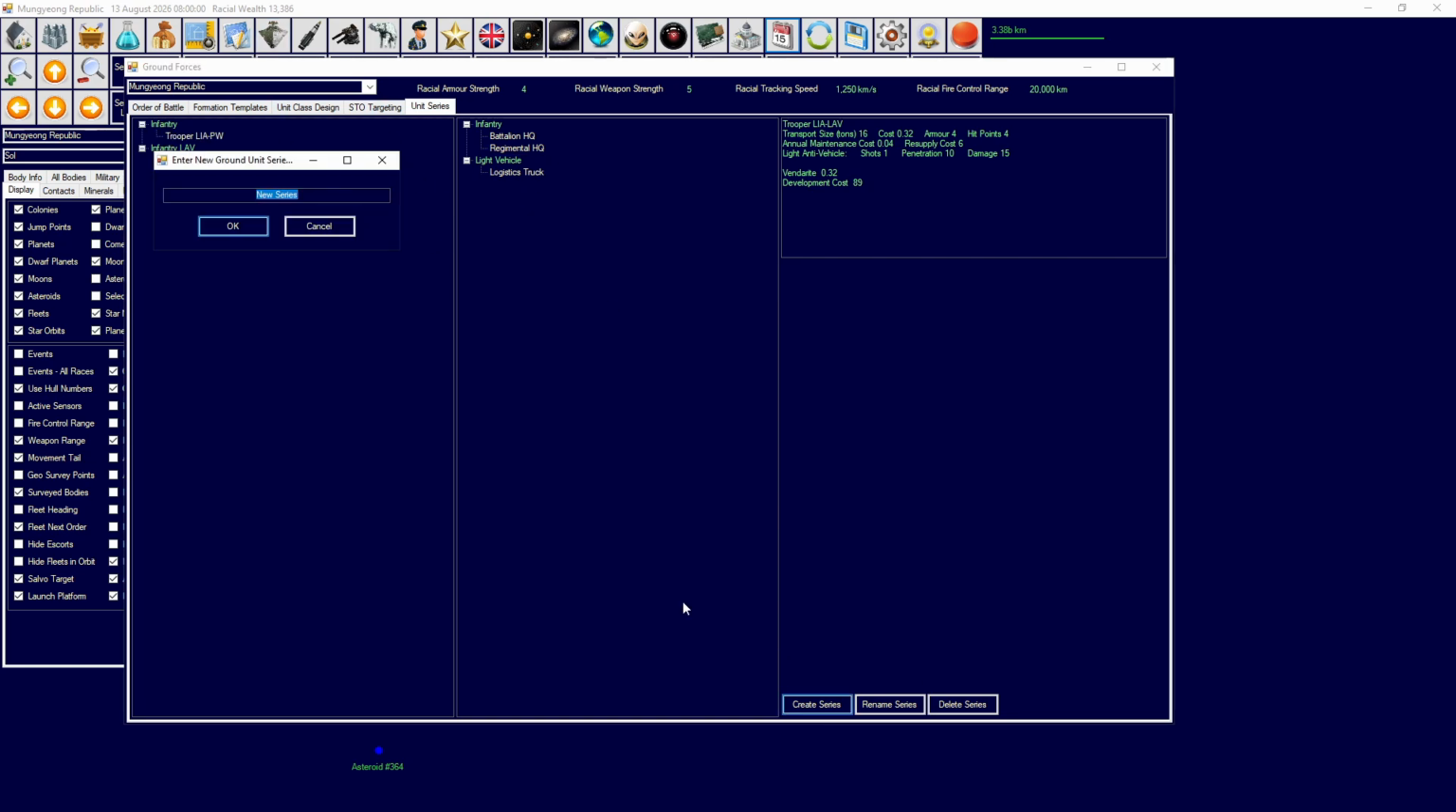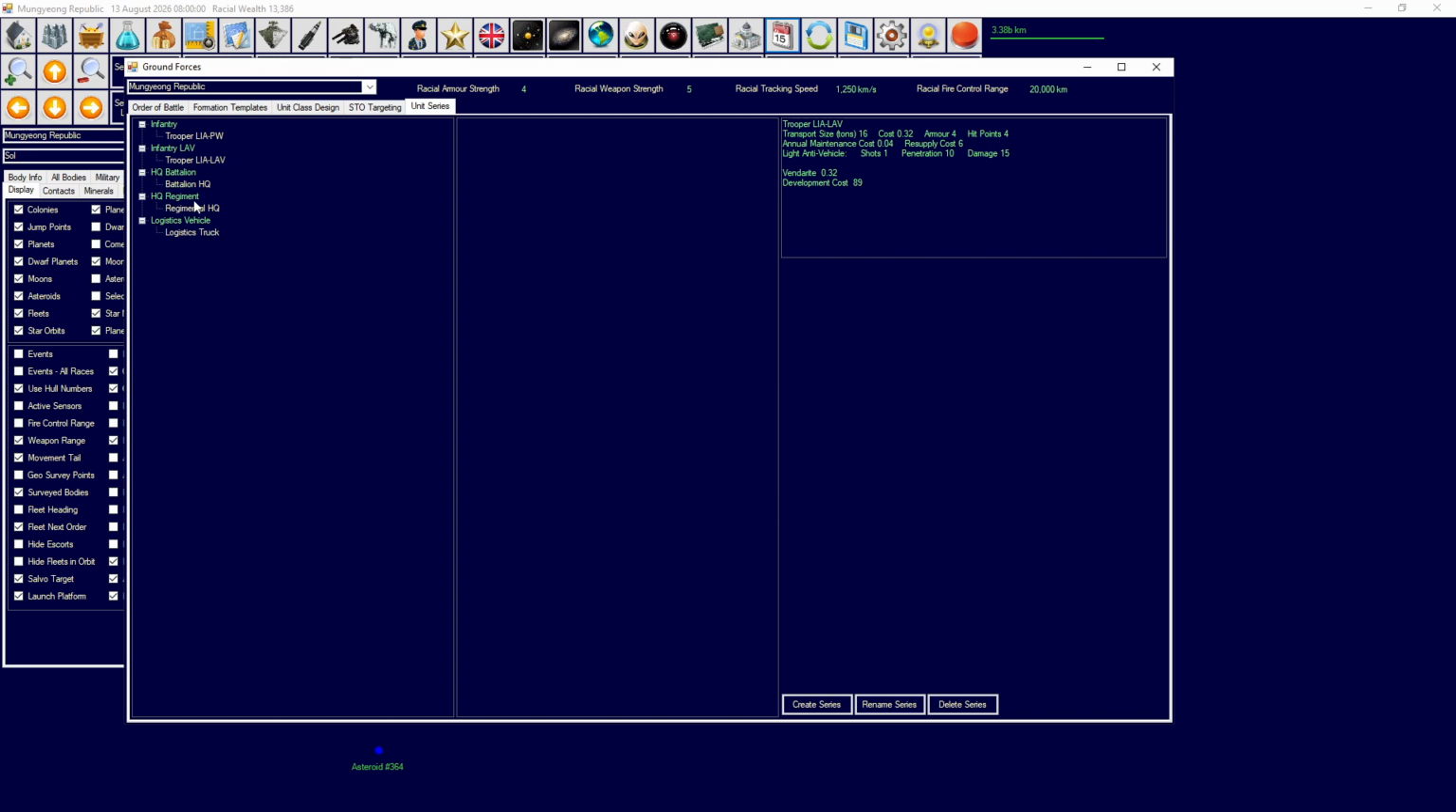We're then going to also put in HQ battalion, and we're going to put in HQ regiment. Okay? We're then going to drag and drop these. We're then going to put logistics vehicle, and then we're going to add these here.